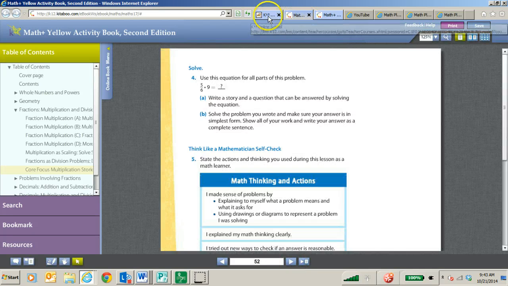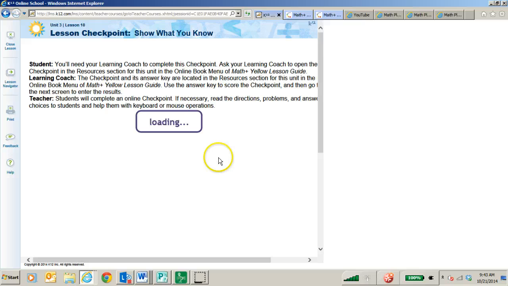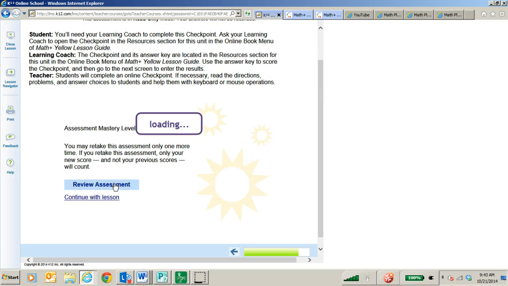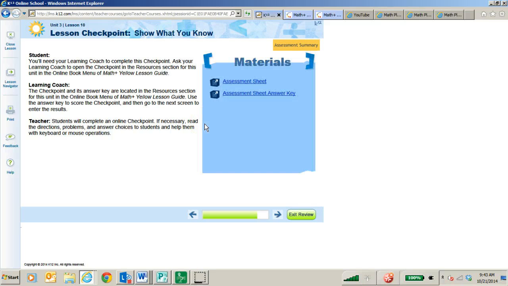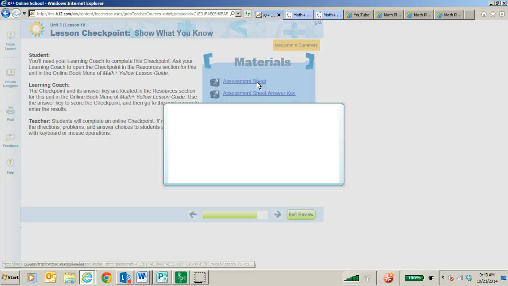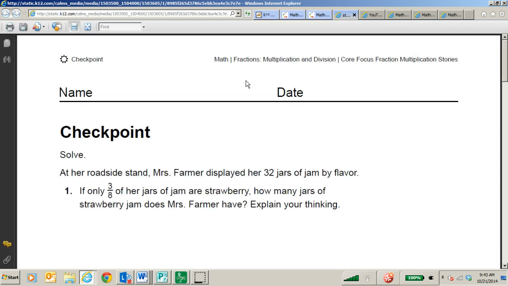So now, as we head back to the OLS, you will have some additional practice with story problems and a lesson checkpoint. So let's take a peek at what you will see, and we'll review some of the types of questions. This is one that you will be able to print off. So I'm going to open that up. The answer key is there so that you can preview that before you go through this activity with your students, so you can talk about it and model it the appropriate way.